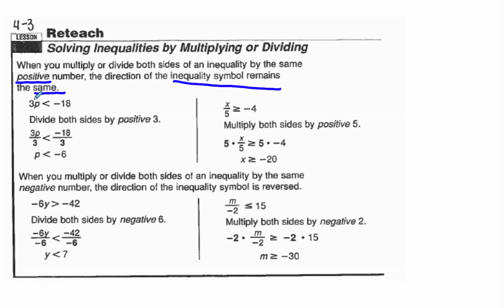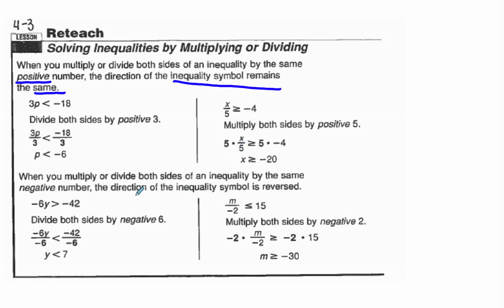All right, so if this was 3 times p is less than negative 18, we get rid of the times 3 by dividing by 3. Negative 18 divided by 3 is negative 6. Still stays less than. Same thing here when we have division and we cancel out by multiplying by a positive 5. That greater than or equal to sign is the same sign on your answer.